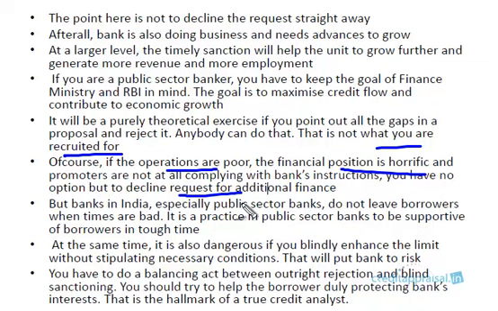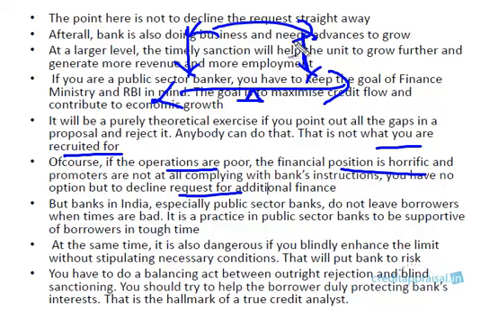So basically, you have to do a balancing act. Don't go for blind sanction, right? At the same time, don't blindly enhance the limit, and don't blindly reject the proposal. Just do that balancing act. Once you learn to do that, once you think both from the point of view of the bank and the customer, once you do equal justice to both, that's really the hallmark of a true credit analyst. You have to do that.